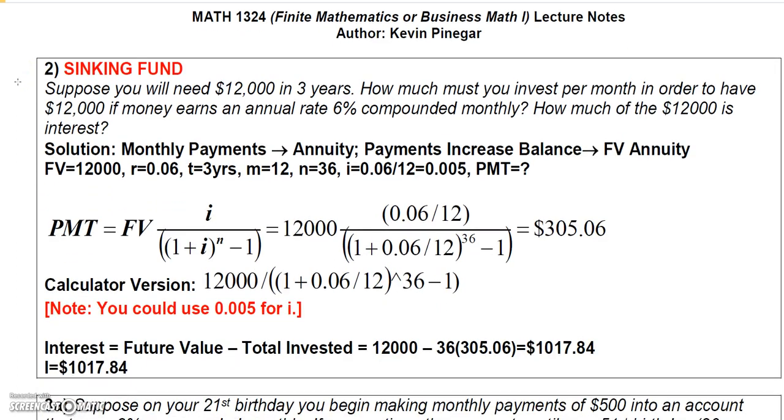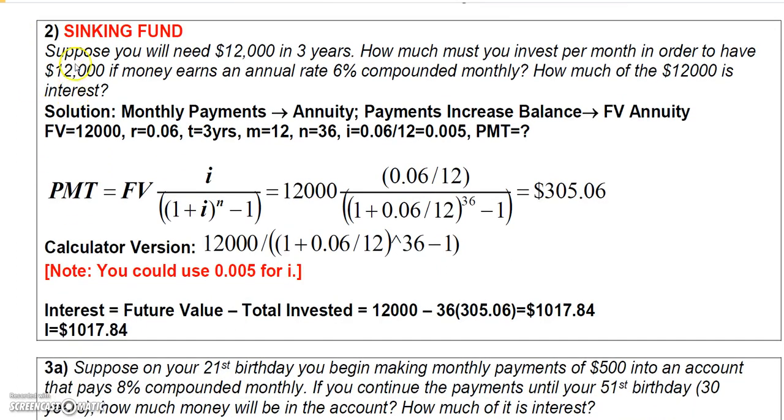Now let's look at a sinking fund. A sinking fund is when you know what future value you want. You want to know what payment will get it. So here, let's say you need $12,000 in 3 years. And you want to know how much you should invest per month.